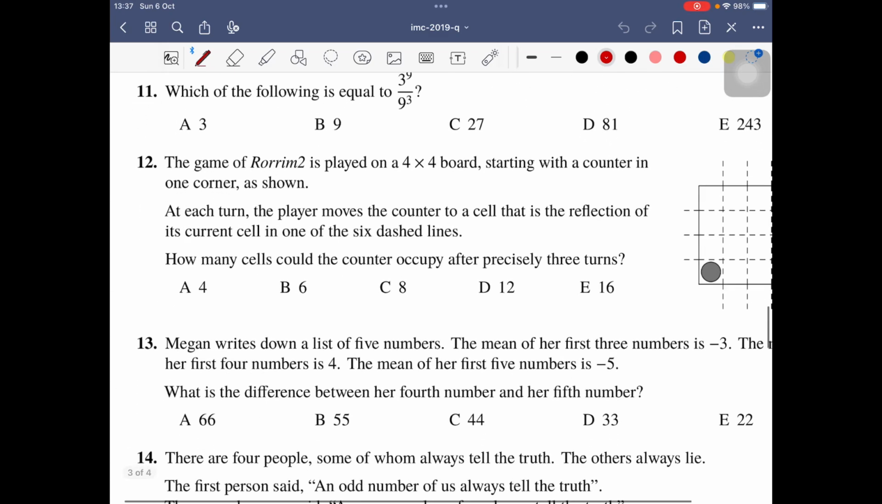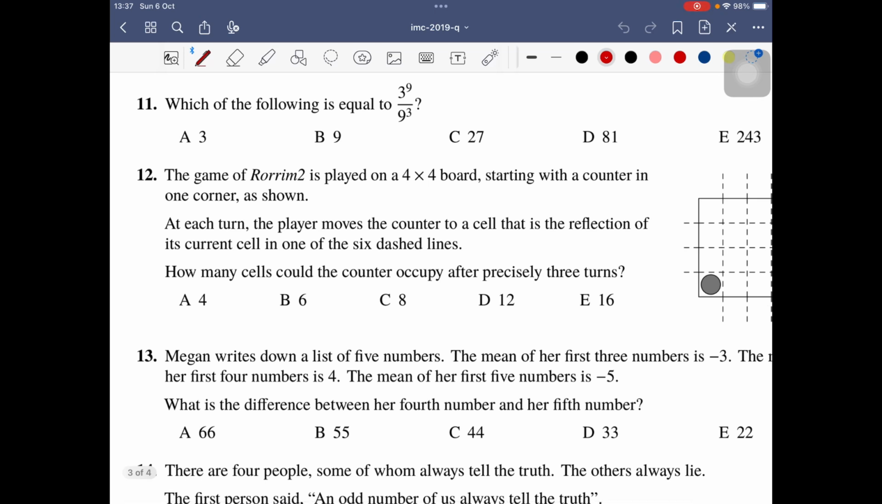So number 11: which of the following is equal to 3 to the power of 9 and 9 to the power of 3? So 3 and 9 are like a family. 3 is a prime number, but 9 is the square of 3. So the square of 3, to the power of 3. So the square of 3 to the power of 9, and 3 to the power of 6. So 3 to the power of 9 minus 6, so 3 to the power of 3, which is 27.